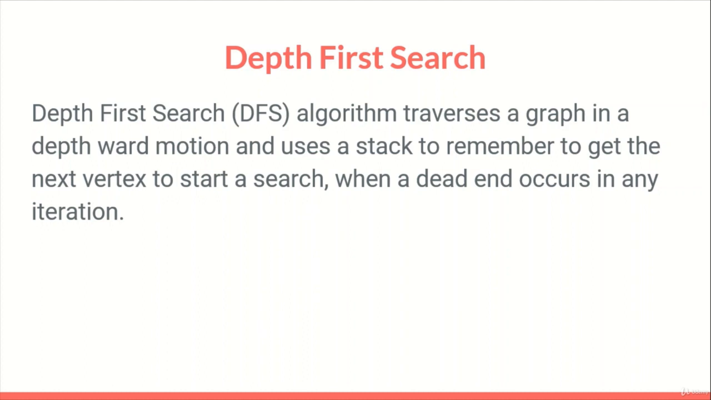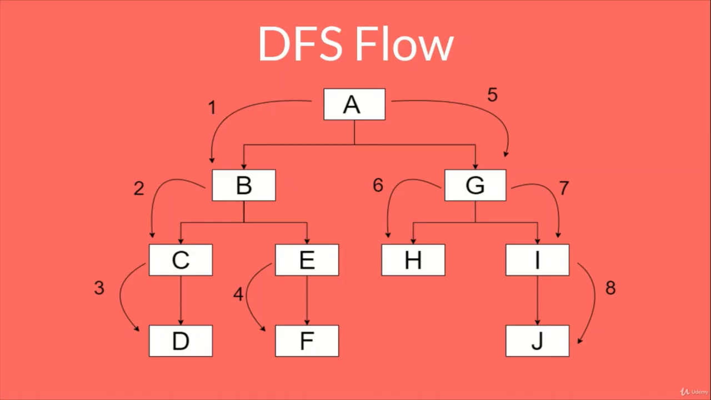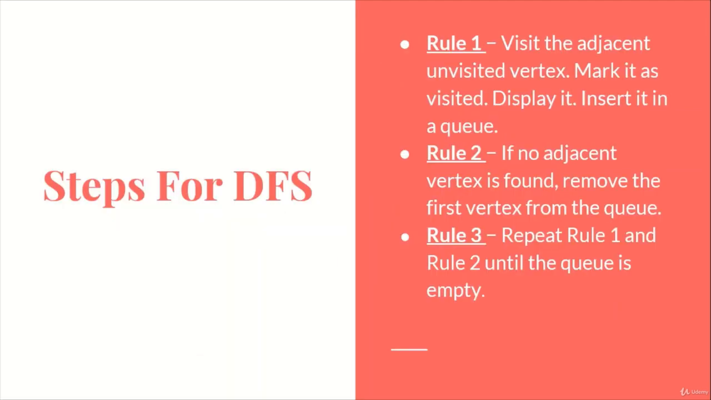It traverses a graph in a depthward motion and uses a stack to remember the next vertex to start a search when a dead end occurs in any iteration. DFS follows a working flow which is mentioned with an example on the slide. Here, each of the vertices is visited in a downward location in a successive fashion. DFS uses a stack for its operation and implementations.